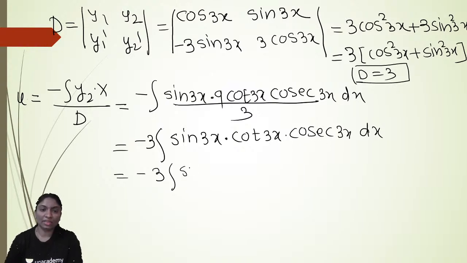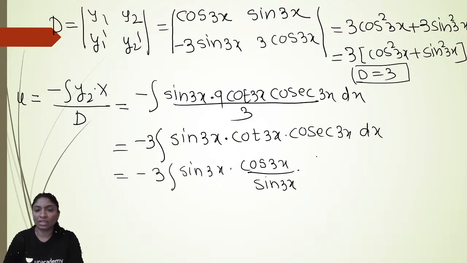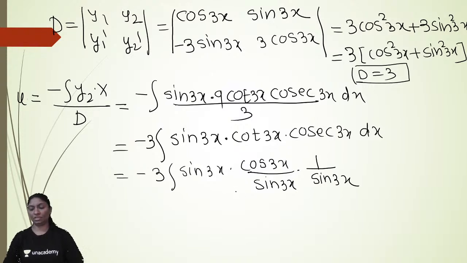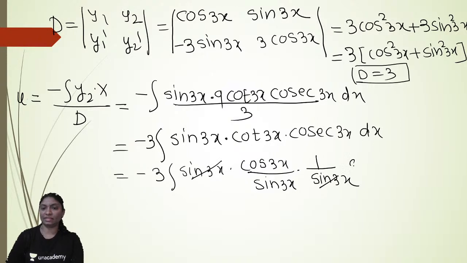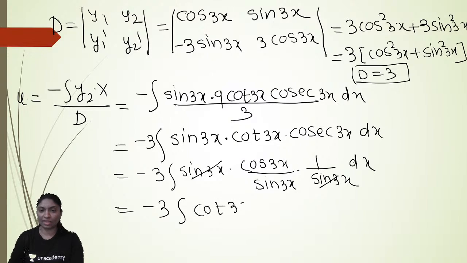So sin 3x into cot 3x, can I write here cos 3x upon sin 3x, into cosec 3x, can I write here 1 upon sin 3x. So that is our cosec 3x, right? So cosec 3x and cot 3x. So you will get here, see, this sin 3x and this sin 3x will get cancelled out. So ultimately you will get minus 3 into integration of cot 3x dx.